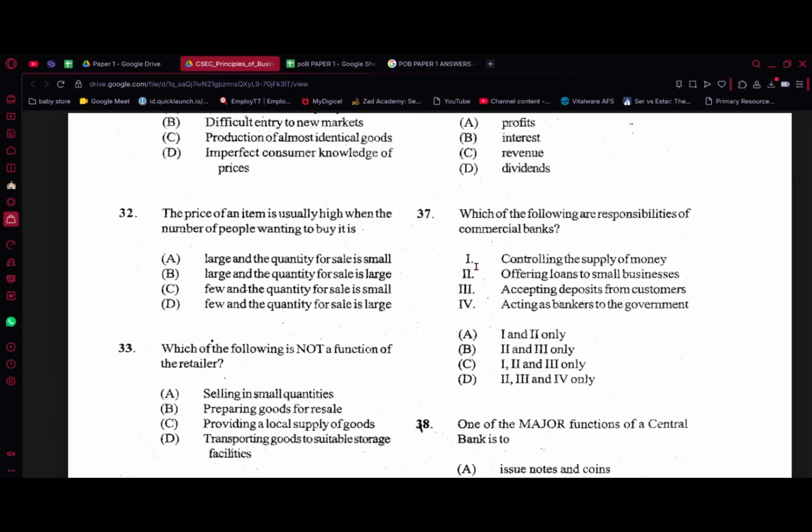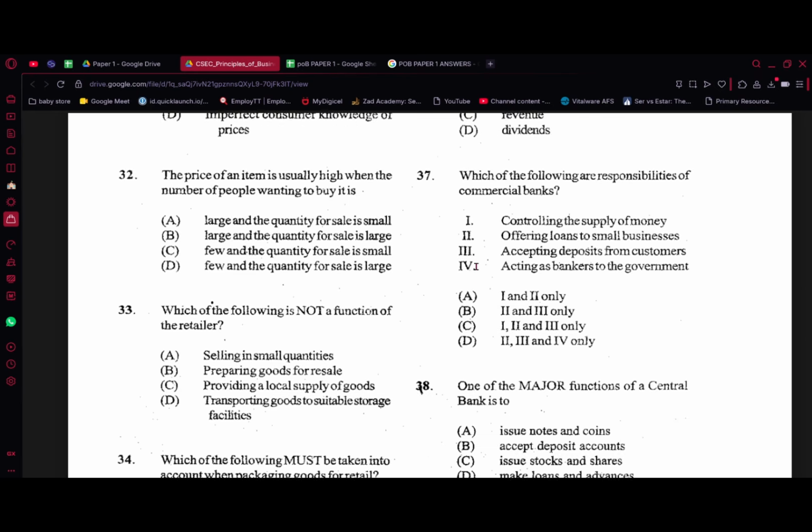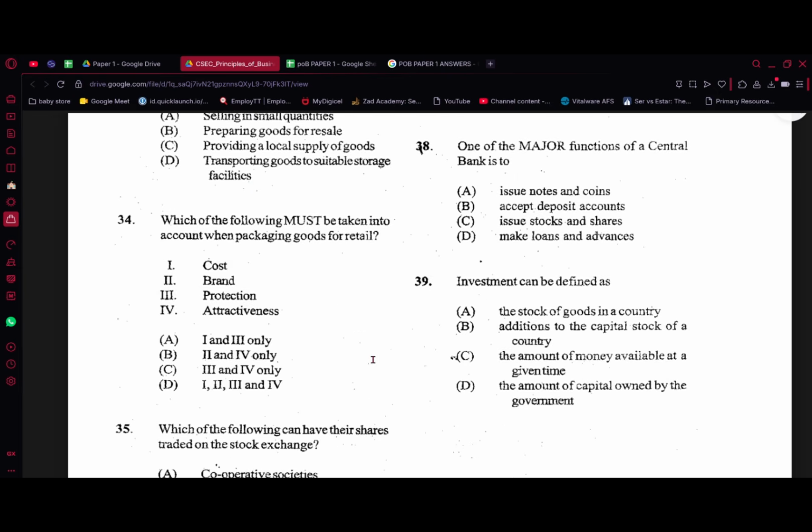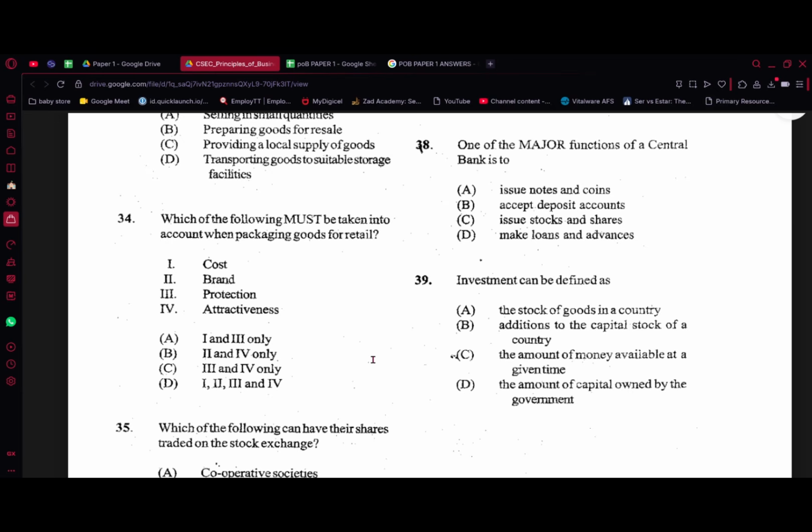32. The price of an item is usually high when the number of people wanting to buy it is A. Large and the quantity for sale is small. 33. Which of the following is not a function of the retailer? The answer is D. Transporting goods to suitable storage facilities. Right. 34. Which of the following must be taken into account when packaging goods for retail?